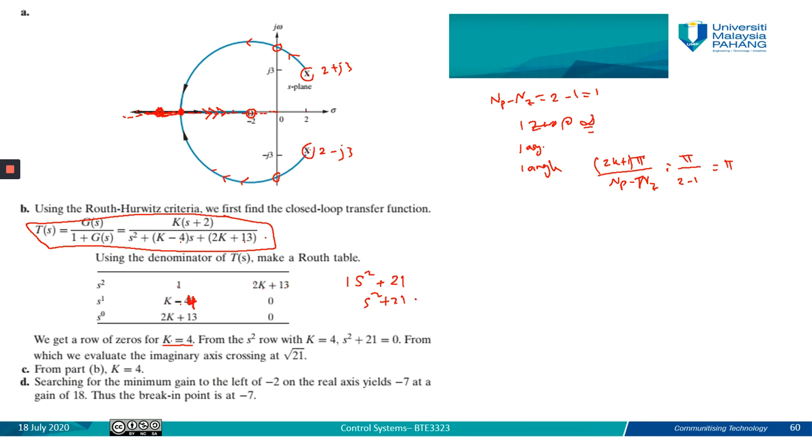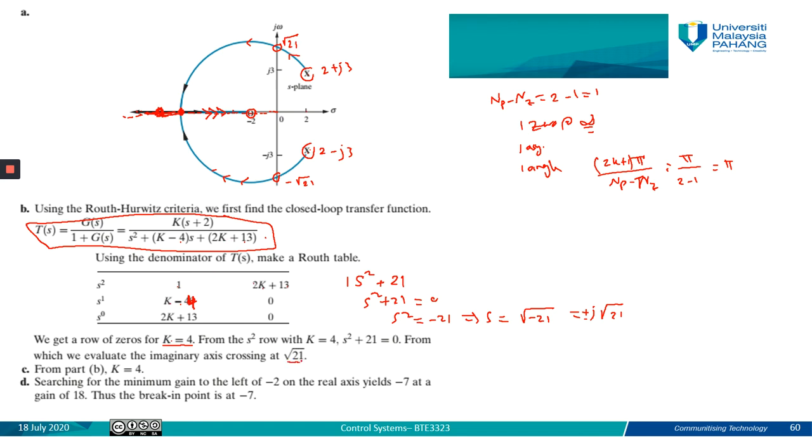This will equal 0. For example, if we want to solve this equation to find the value of crossing, then s squared will equal negative 21, so s will equal plus or minus j square root of 21. Okay, so this is the crossing here, plus or minus j root 21. So this crossing point is negative j root 21, and here is positive j root 21. So these are the crossing points here.